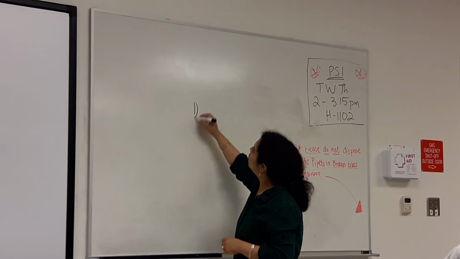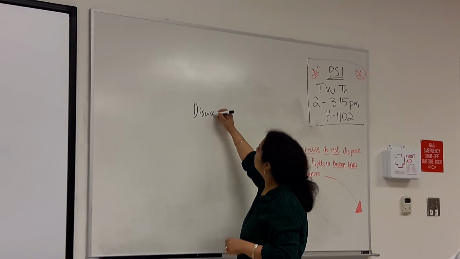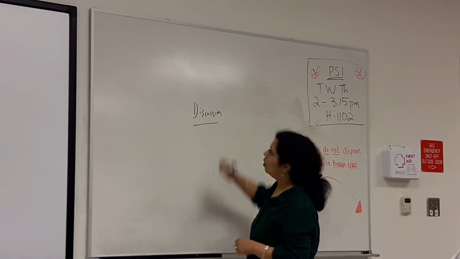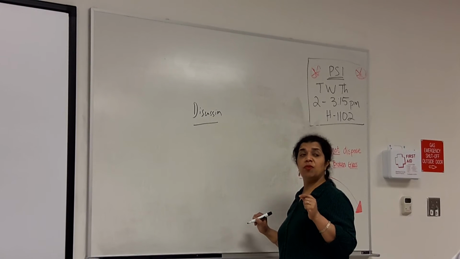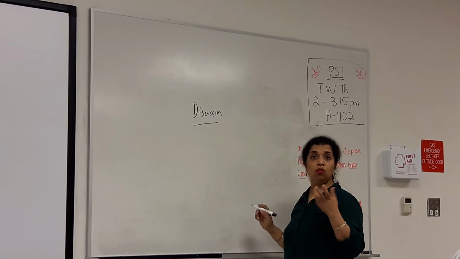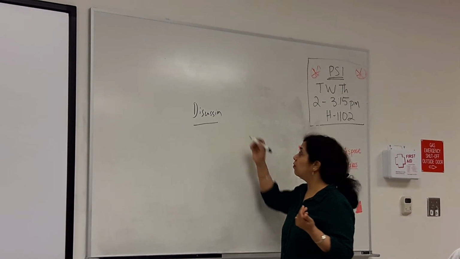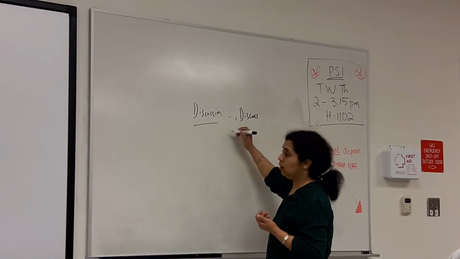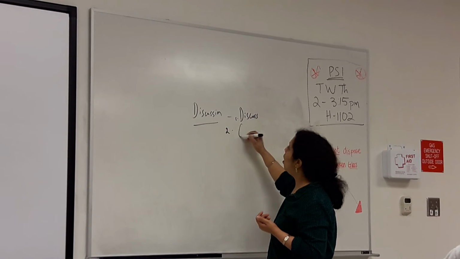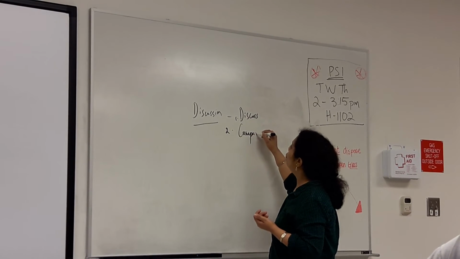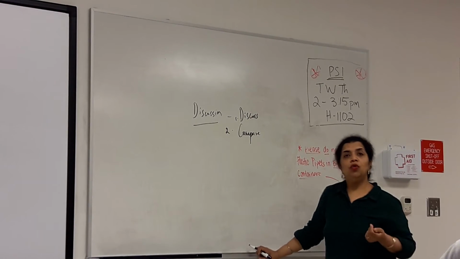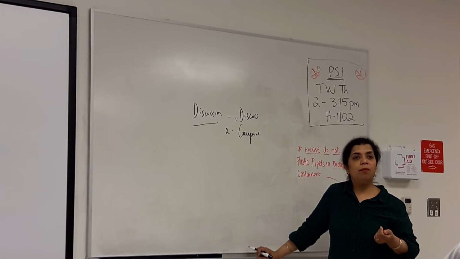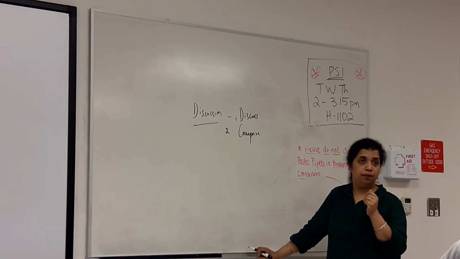Now in the discussion, you need to discuss your results, which means you have to discuss why you are getting these kind of readings. So you will discuss your results. That's number 1. And number 2, you need to do research. You need to go online and check if somebody has done a similar kind of project.